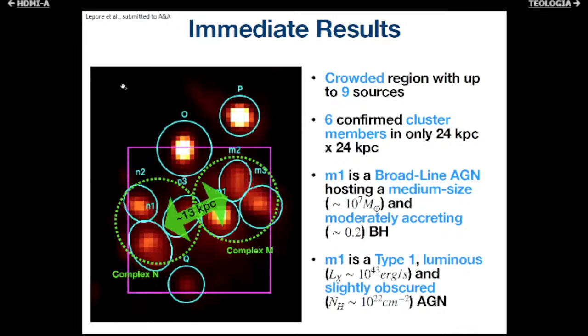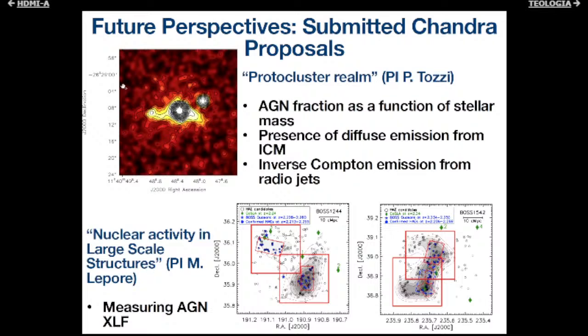So in order to reach a comprehensive description of galaxy evolution and also AGN evolution with respect to the environment, we need to observe several of these objects with a multi-wavelength approach. So as a first step, we submitted two different Chandra proposals in order to observe six different protoclusters. The first one to observe four different protoclusters in the redshift range from 1.9 to 2.5, and the second one to observe two different protoclusters with redshift 2.2.